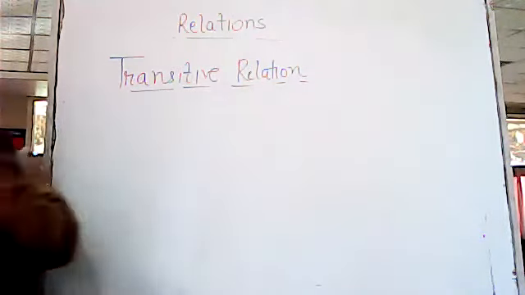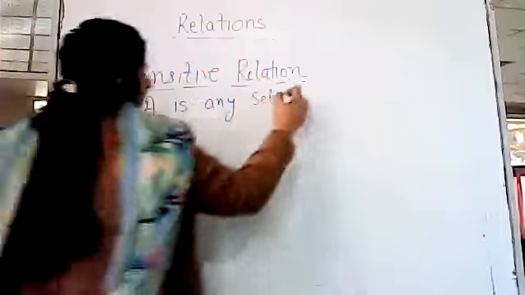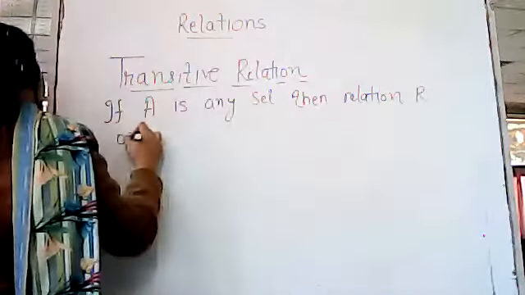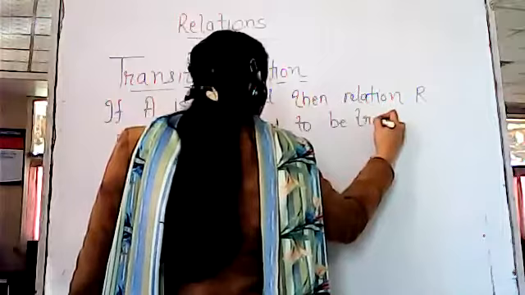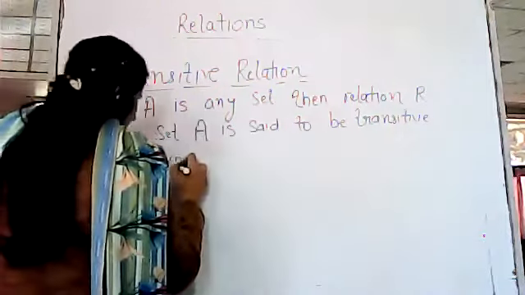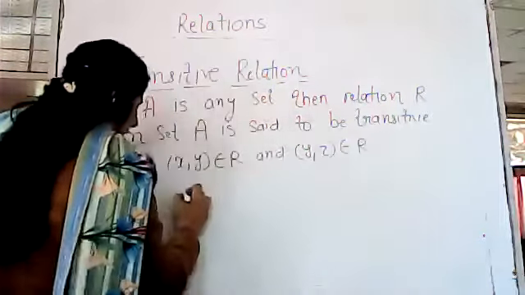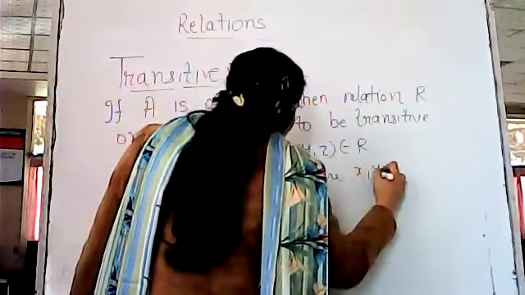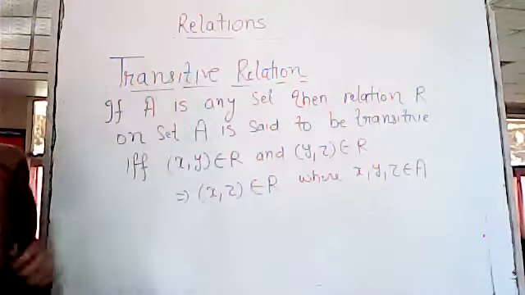Now, what is a transitive relation? Suppose A is a set, then a relation R on the set A is said to be transitive if and only if, what is the condition? (x, y) belongs to R and (y, z) belongs to R implies (x, z) also belongs to R, where x, y, z are all elements taken from set A. So this is the condition for a transitive relation.